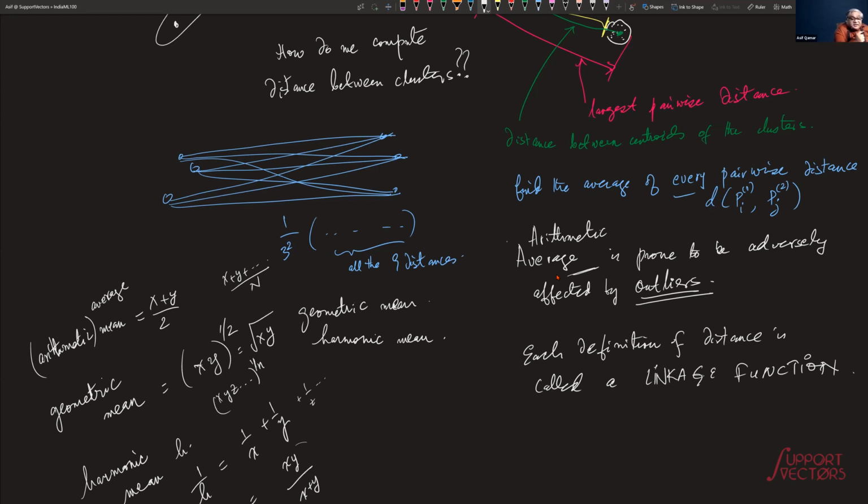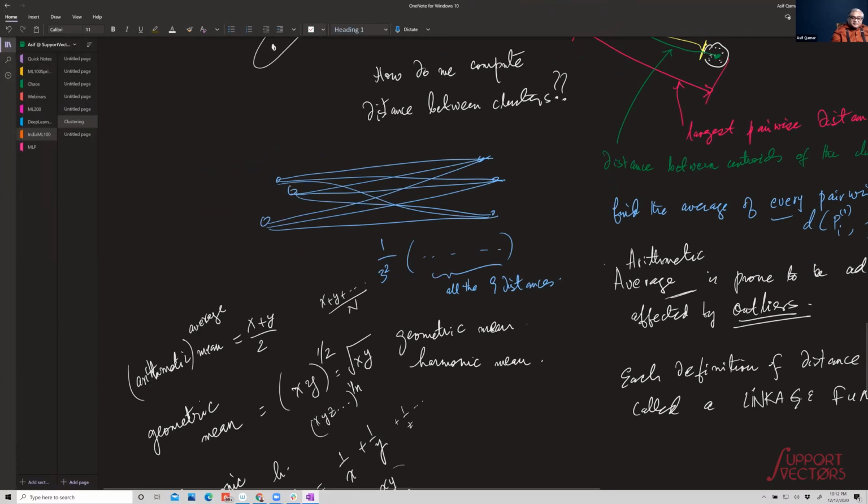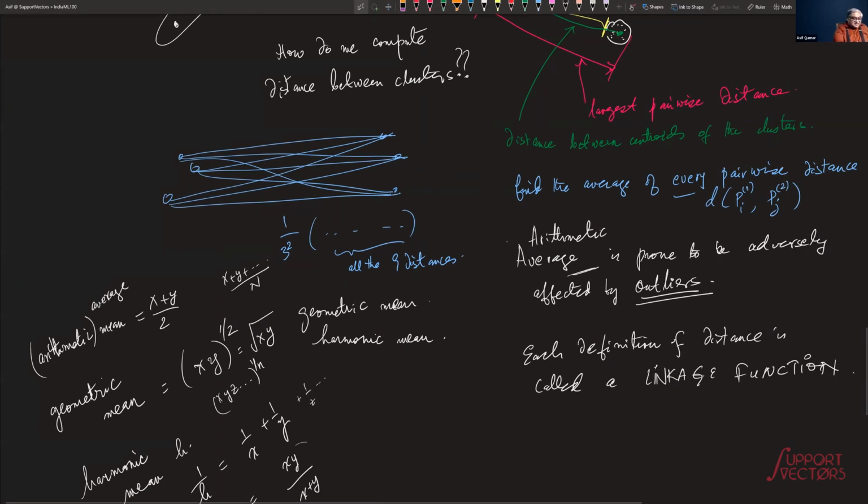So then how do we decide which one to pick? Could anybody make a guess? How do we decide which linkage function to pick when we are doing agglomerative clustering or hierarchical clustering? Make a guess, guys. Today we have a very small audience, interesting. Okay, would one of you like to make a guess? Geometric mean. No, data is king. This is the one rule you have to always remember. Data decides.